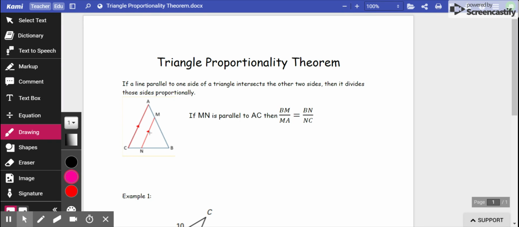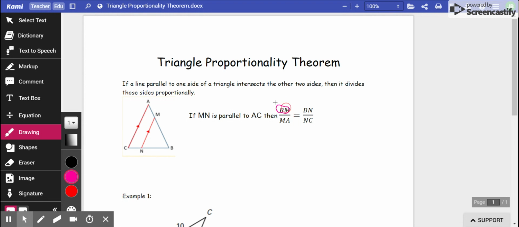It doesn't have to be a mid-segment, so this MN does not have to be directly in the middle. And this is often called the side-splitting theorem, since obviously we're just taking the sides and splitting them into proportions here. As you can see from the definition, if MN is parallel to AC, the two red lines are parallel, then we basically created a proportion.